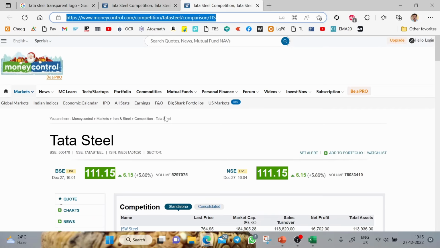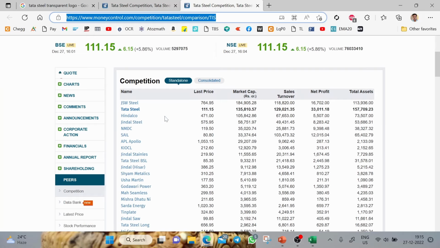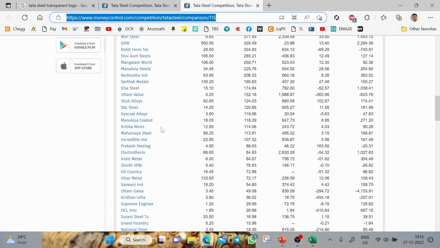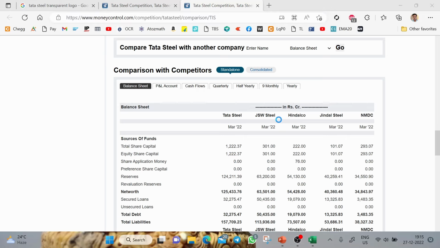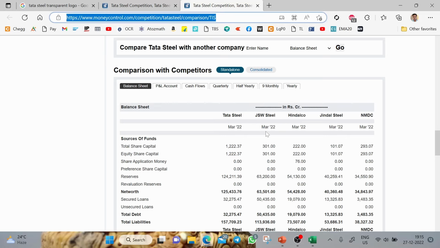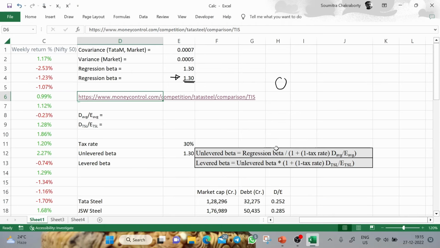I am doing it for Tata Steel. In this Money Control website, they have given the competition. That means this is Tata Steel and these are the competitors. There are so many, so we don't want to consider so many. We will just consider the first five. That means Tata Steel and the top four. So this is your data for the top four competitors and Tata Steel. From here we will find the required parameters.